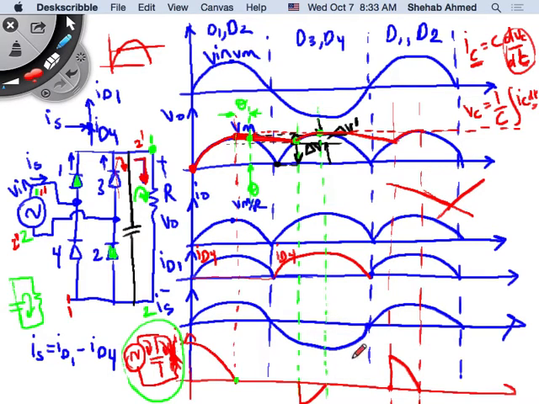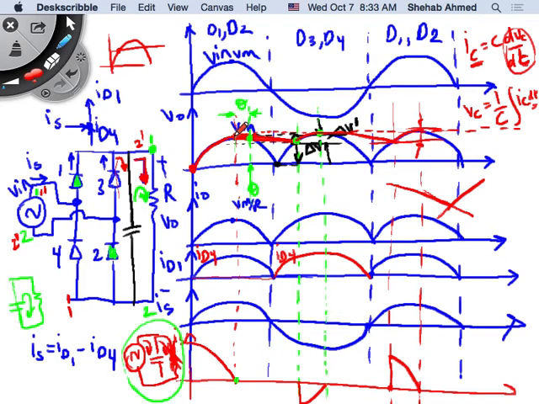So this is what we're doing. The supply current will look something like that. The current has a huge ripple, but my voltage now has a new, smaller ripple.